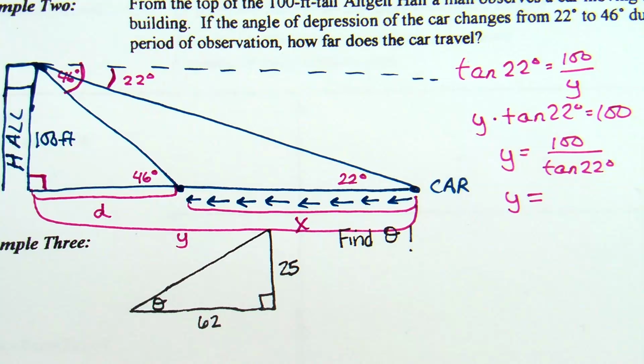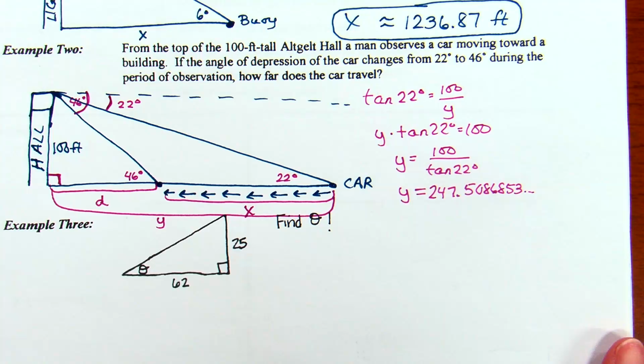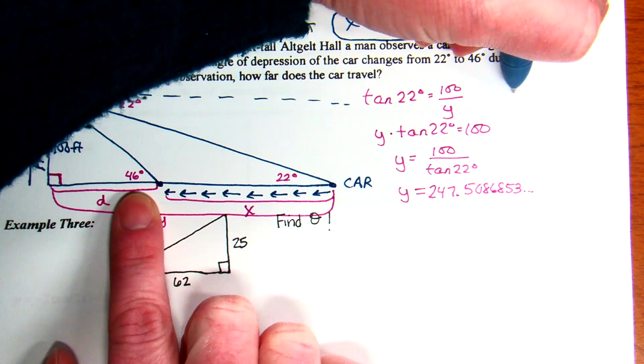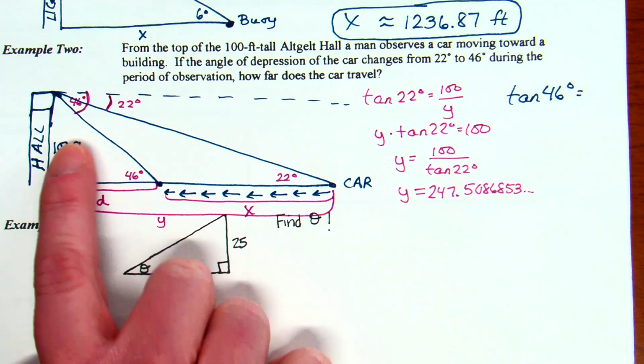Now what? I found y. I know the whole big long distance. What else can I find using a right triangle? D. So D, we're using this small triangle, so that means this time we're using the 46 degrees. Tangent of 46 degrees, opposite over adjacent, so 100 over D. Multiply the D over, divide by tangent of 46, and D is going to be 100 divided by tangent of 46 degrees.